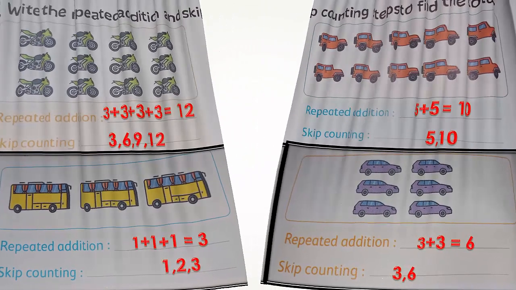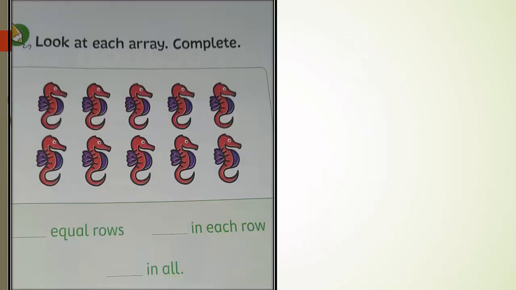Here, look at each array and complete. Here, my students, how many rows I have? Let's count together. 1, 2. So I have 2 equal rows. And in each row, how many in each row? In each row, I have 1, 2, 3, 4, 5. In each row, I have 5. So the total number will be what, teacher? Here I have 5 plus 5 equals 10. Okay? Let's see another one.